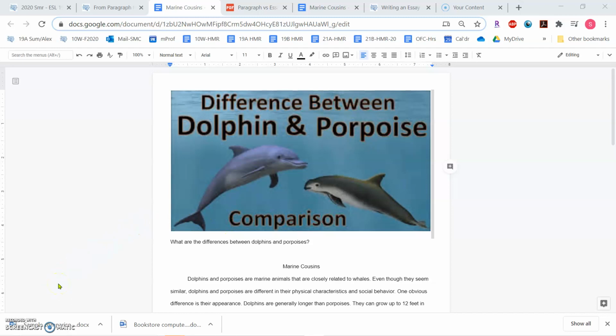Now, a paragraph is usually about 10 to 15 sentences long, and it focuses on one topic, so it has one main idea. This paragraph answers the question, what is the difference between dolphins and porpoises?